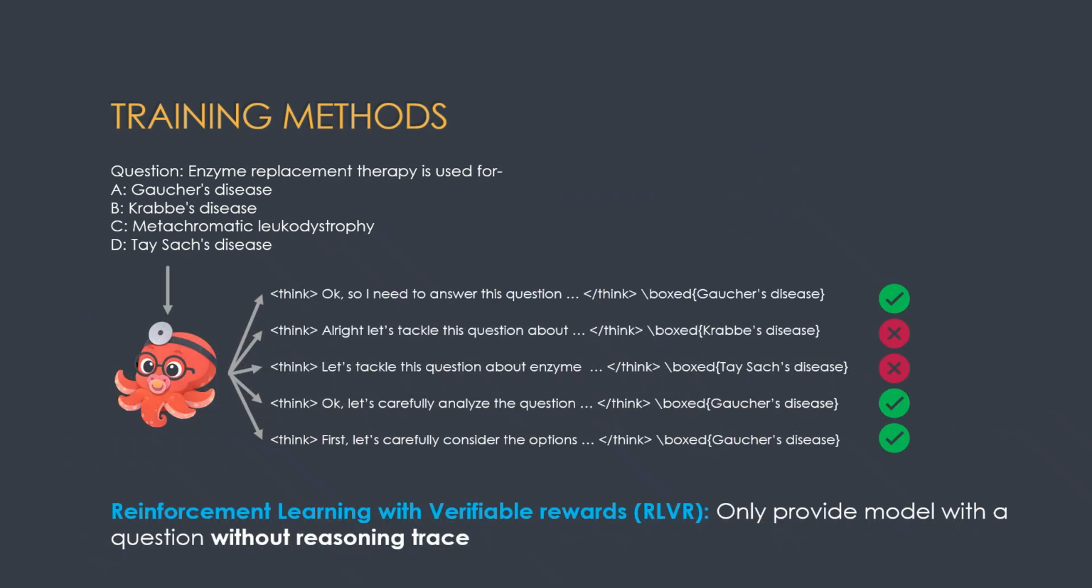The second method we consider is reinforcement learning, or RLVR. Here we don't give the model any reasoning trace at all. Instead, we only give it the question and let it explore by itself and generate many candidate reasoning trajectories on its own. And we only reward the reasoning trajectories that end up producing the correct final answer in a box. So the model learns to reason by trial and error, discovering reasoning strategies that actually lead to correct answers.